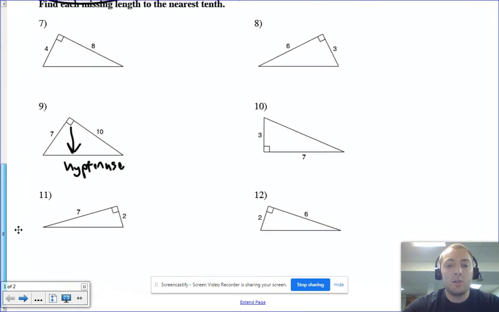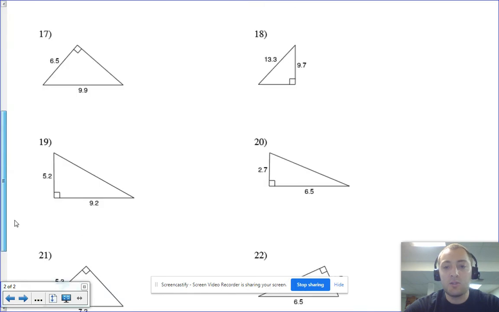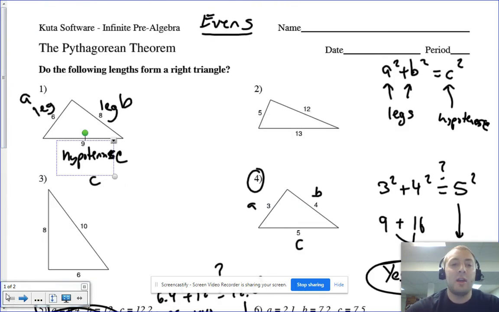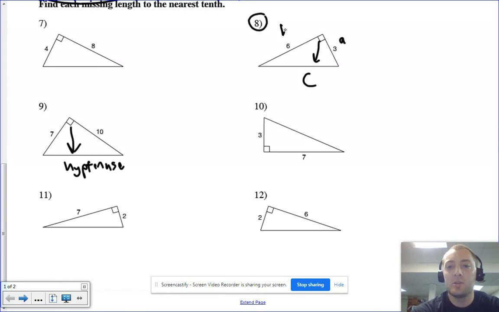Now, I said to do evens. The rest of them are just taking two specific sides and trying to find the third side. So I'm going to do maybe 3 of these. Let's start with the first one, number 8. I want to find the third side. And I can tell it's either b or c, that third side. Since it's across from the right angle, that's our c. So we're trying to find c. And then this would be a and this would be b, going smallest to largest.